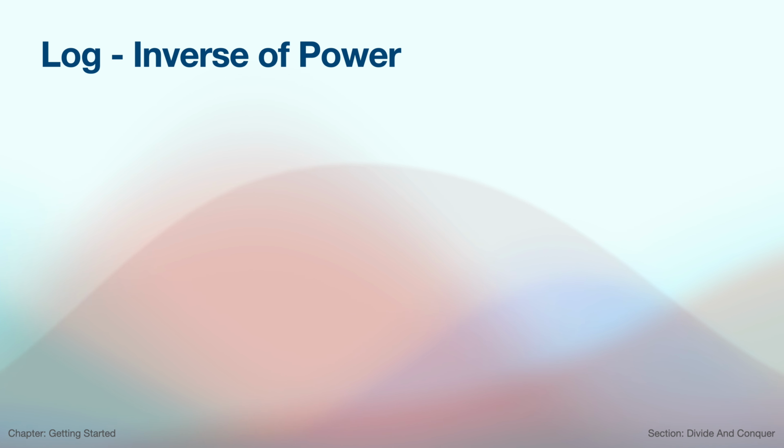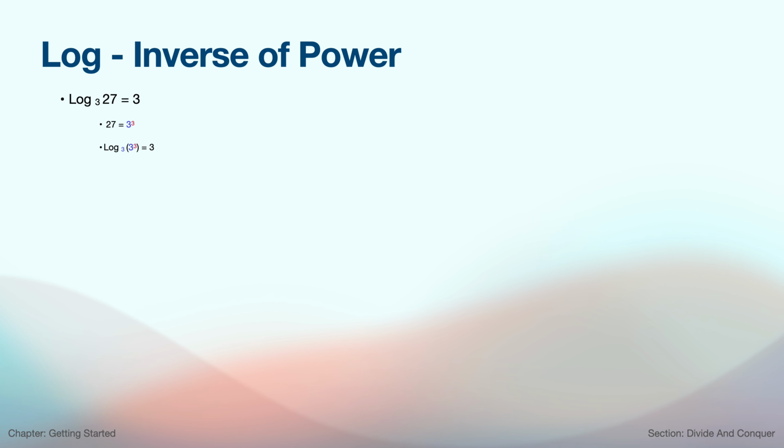Log is the inverse of power. Let's say log 27 base 3 is 3. We know this because if you divide 27 into 3 sets, you can do it 3 times until you reach 1 in a set. So 27 can be written as 3 power 3, right? Now you write the same thing as log 3 power 3 base 3 equal to 3. So when the given number is a power of some number and the base is the same number, the power becomes the answer.